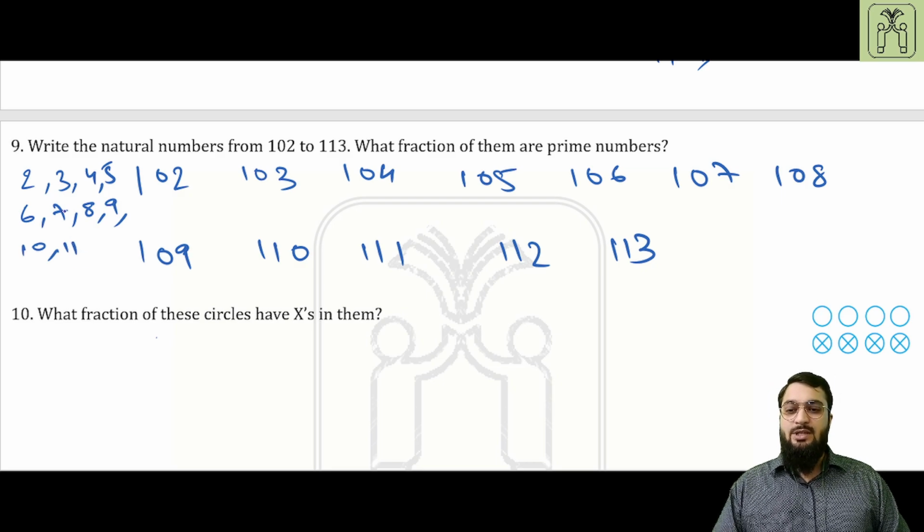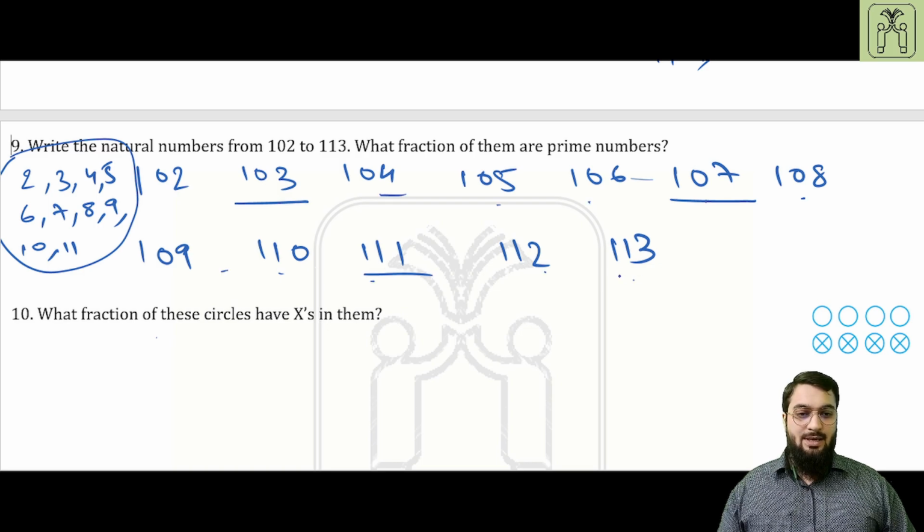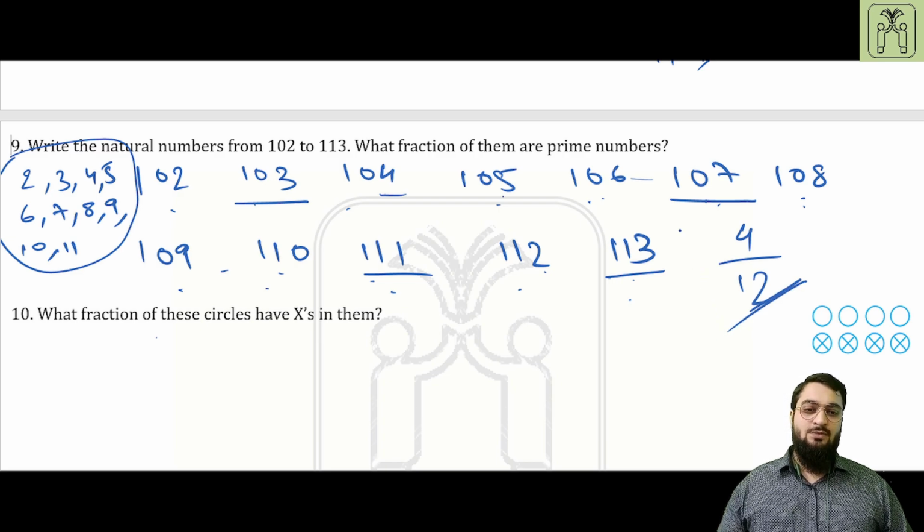These are the tests for divisibility, and if any number passes these tests, then it is not a prime number and it is a composite number. So as of now, the prime numbers will be 103, then 107, then 111, and 113. So the answer will be 4 upon, total numbers are 1, 2, 3, 4, 5, 6, 7, 8, 9, 10, 11, 12. 4 upon 12 will be the answer for what fraction of them are prime numbers.